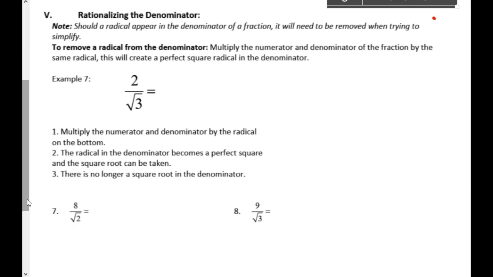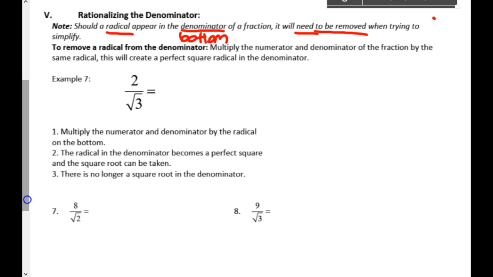All right. V, rationalizing the denominator. Should a radical appear in the denominator of a fraction, it will need to be removed. So if you see a radical on the denominator, which way is the denominator? Down, right? So on the bottom, however you want to call it, if you see it on the bottom, it needs to be removed. Okay? So how do we remove it?